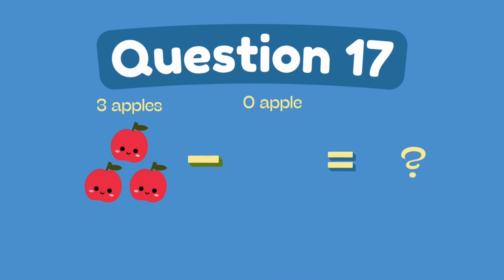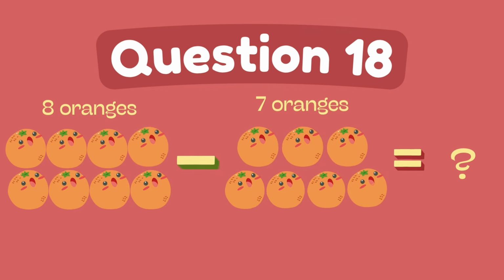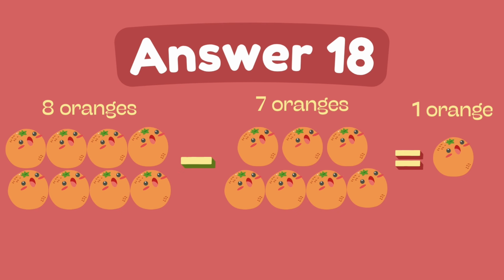What is 3 minus 0? The answer is 3. What is 8 minus 7? The answer is 1.